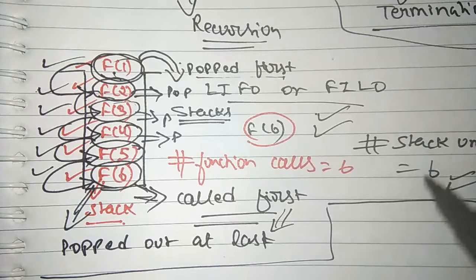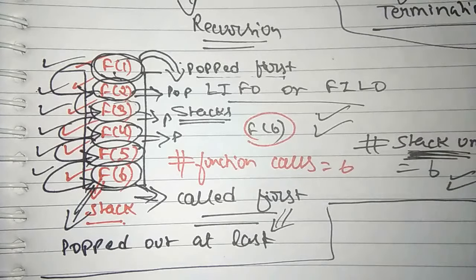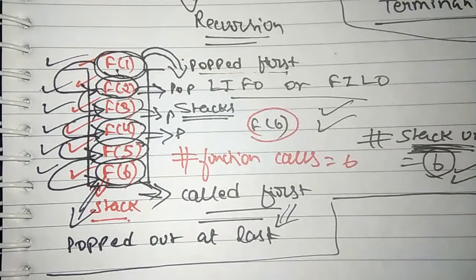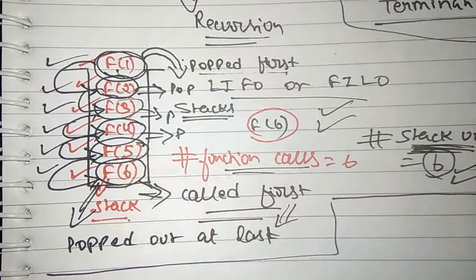And the number of stack units required to solve a recursive program depends on the program. In our example, the number of stack units is 6, and each function call is stored in the stack, right?